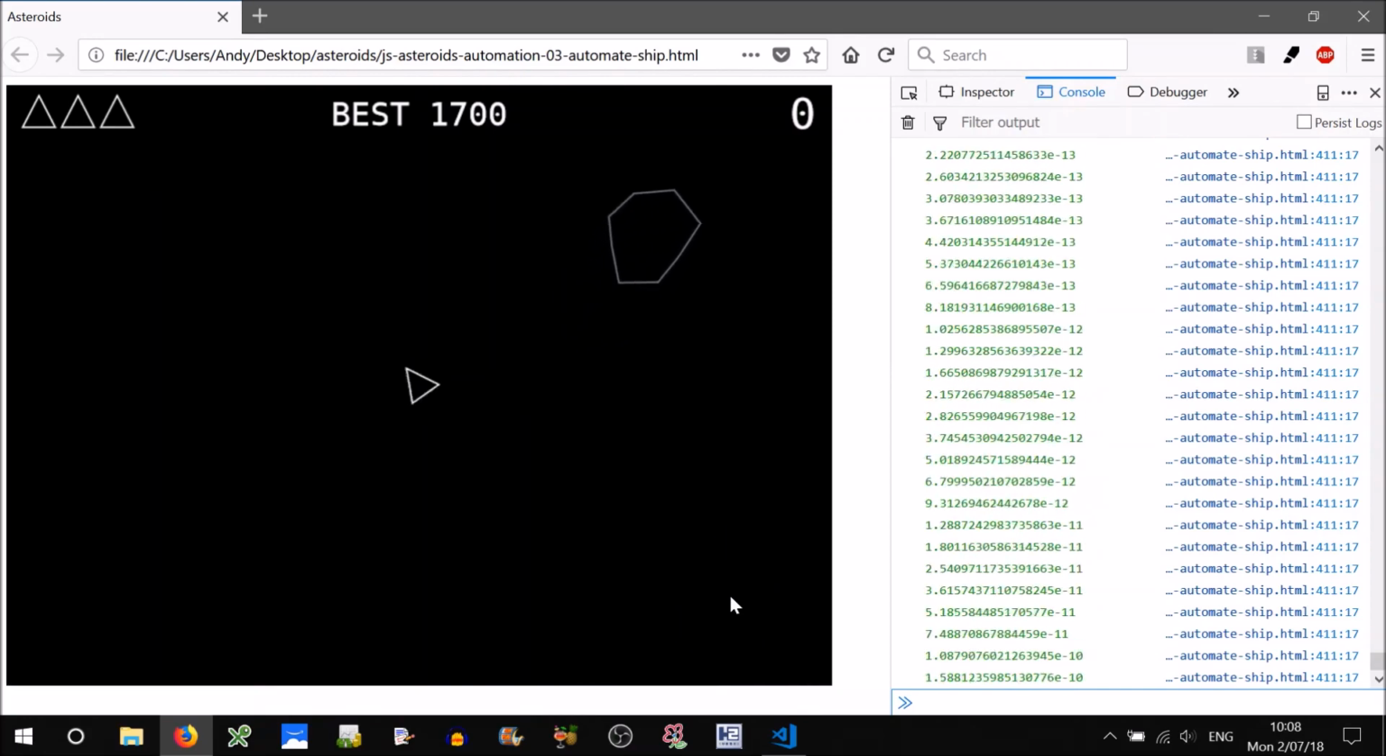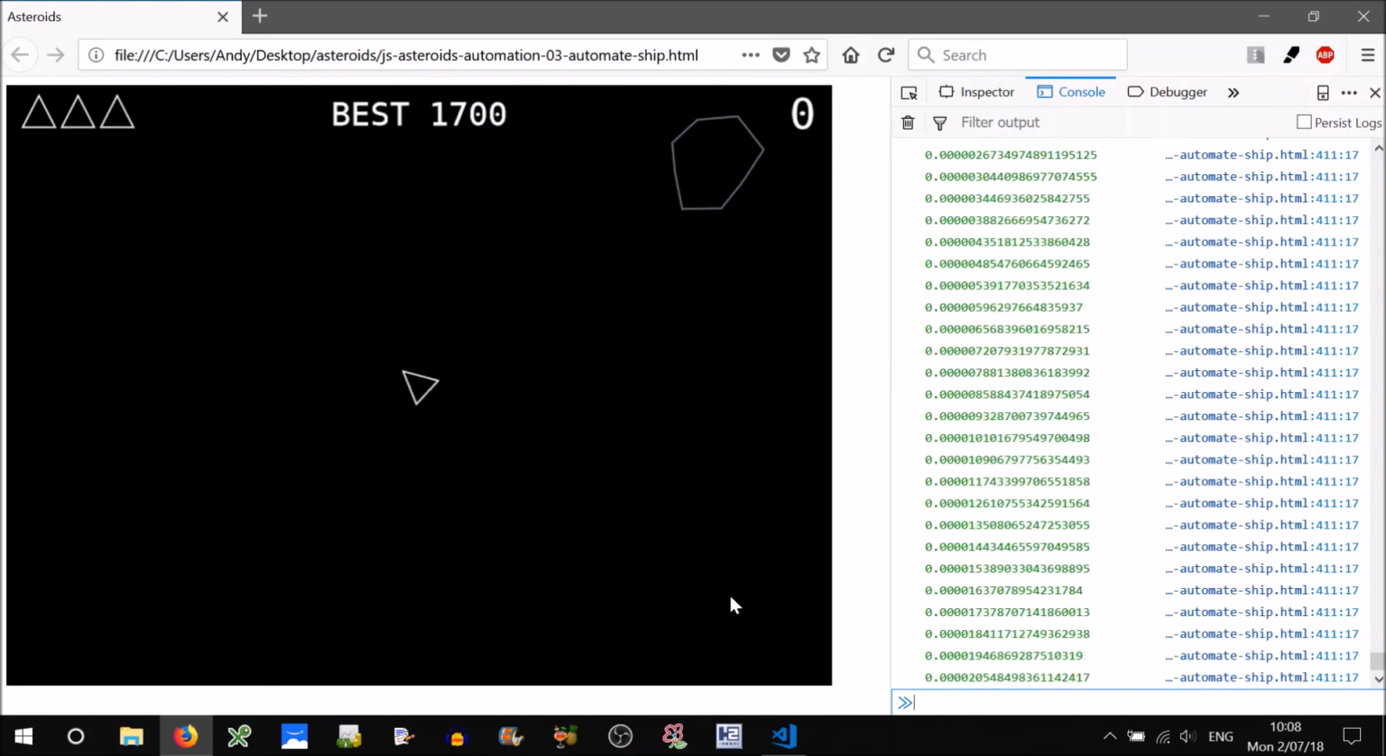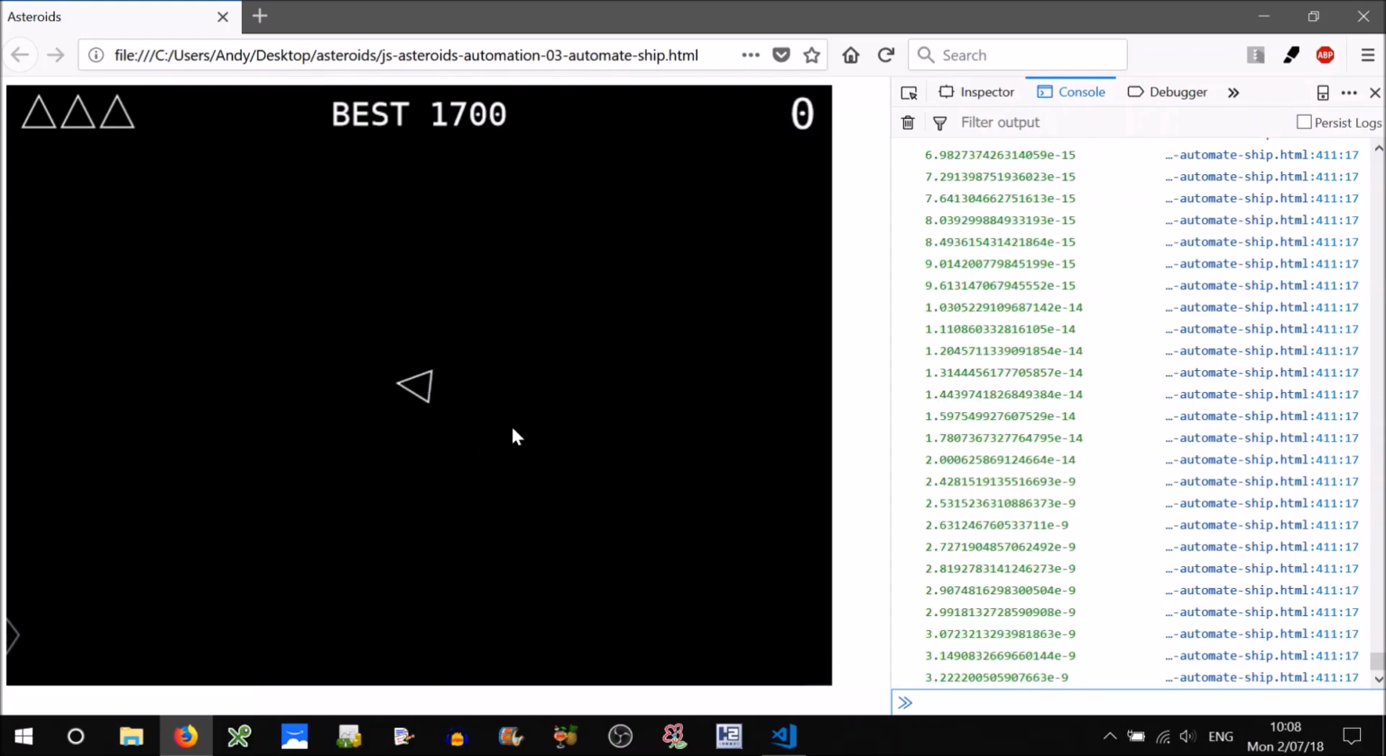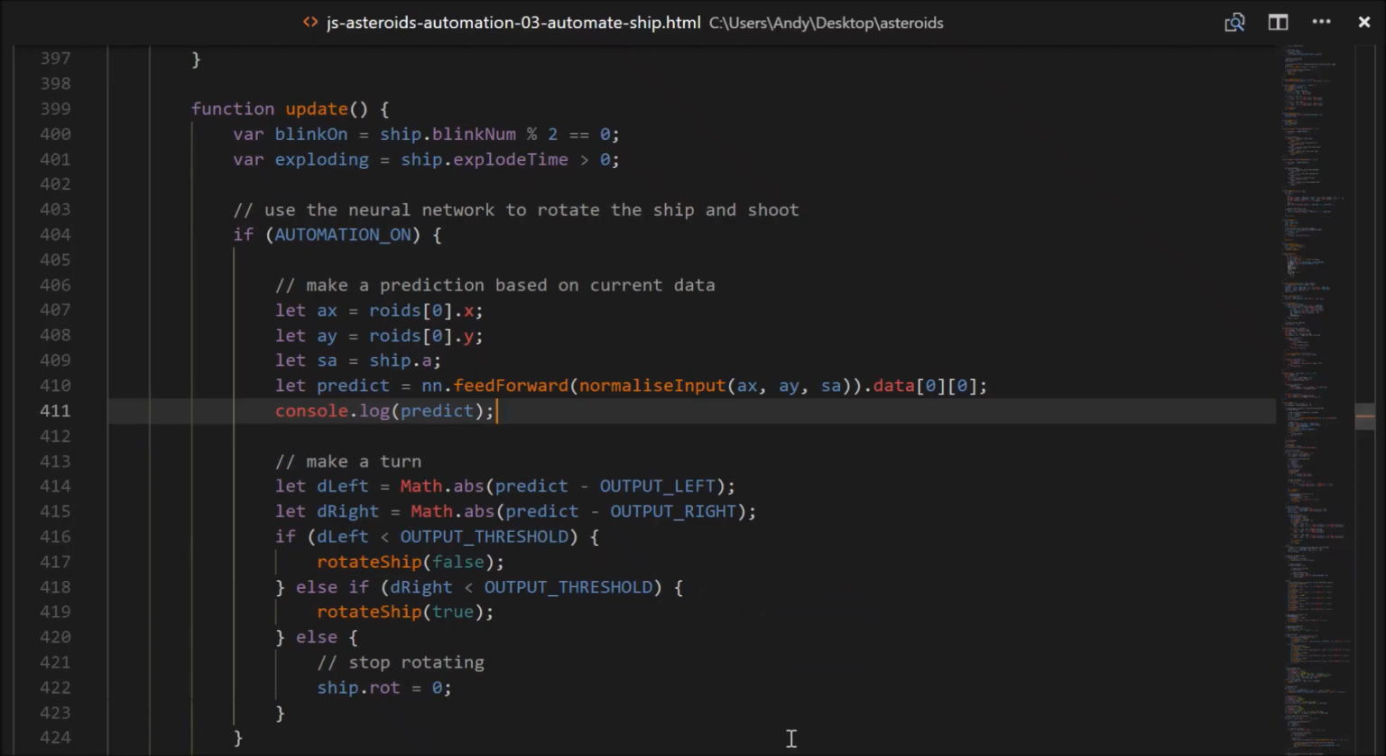Okay, I've been watching this for a while now. It looks like something's going wrong because no matter how many times you run it, the ship eventually starts spinning around in a circle, and it's got these really very confident predictions. So see this prediction here? It's very, very low. It's close to 0. So I'm guessing something's going wrong with our angle. So let's go into our code. Maybe we should log the angle here.